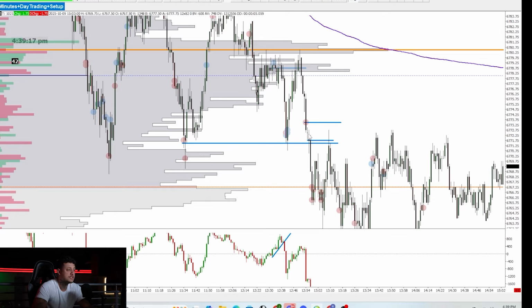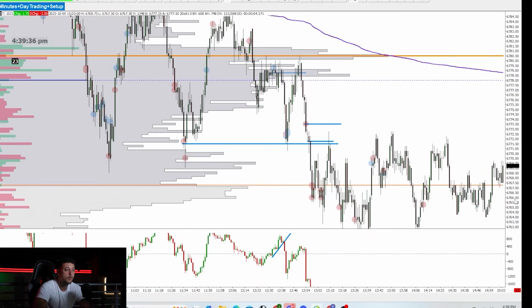Now, this little move to the downside, we did have sellers. We pulled all the way back up into the zone, and as price started to push back down, this is where I executed myself into the shorts here at 6771.5, just slightly under the outside of this range with my stop loss above the range itself.